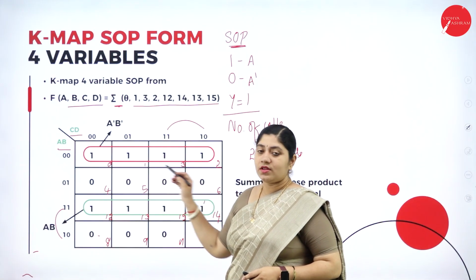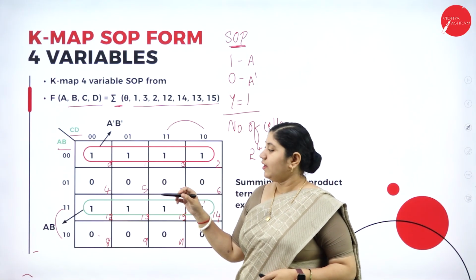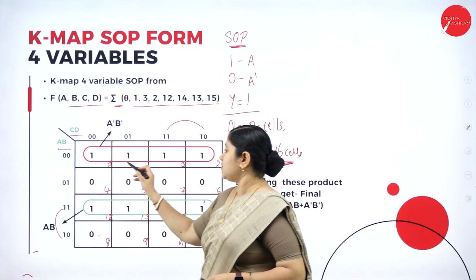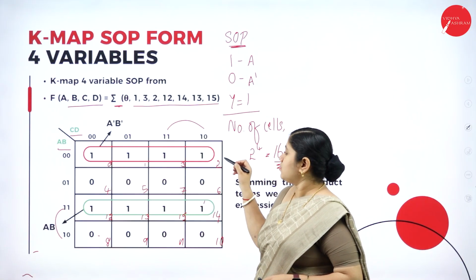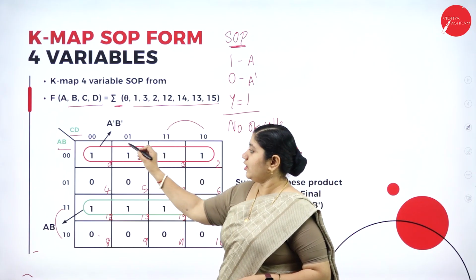So let's go with grouping just a quad. A quad is possible because we have 4 adjacent ones. So this will be my group 1. Okay.